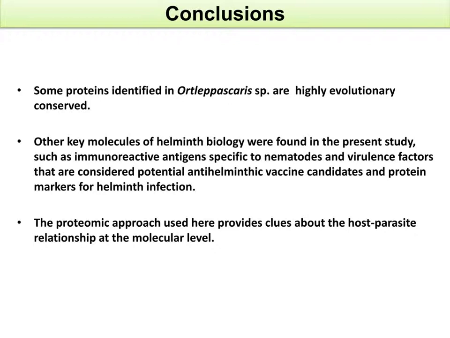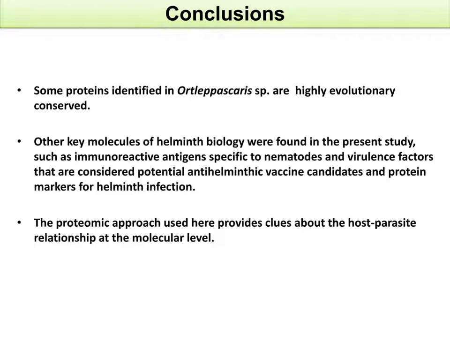In conclusion, some proteins identified in Ortleppascaris are highly evolutionarily conserved. In this present study, other important molecules of helminth biology were found, such as immunoreactive antigens specific to nematodes, and virulence factors that are considered potential vaccine candidates, and protein markers for helminth infection.